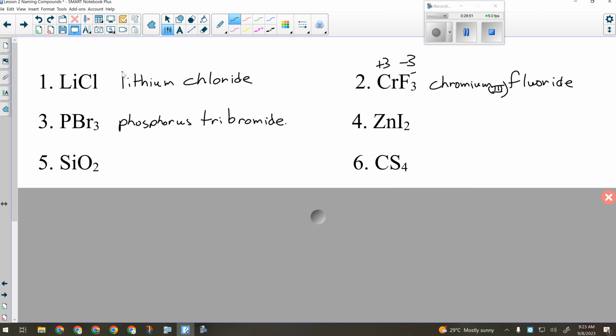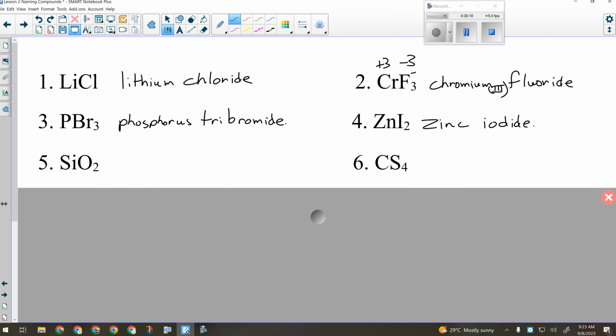Is number 4 ionic or molecular? It's ionic. Zinc is a metal, right? So we'll follow the ionic rules. Zinc iodide. Does it need a Roman numeral? Nope. No, zinc only has one possible charge. It's always a 2+.